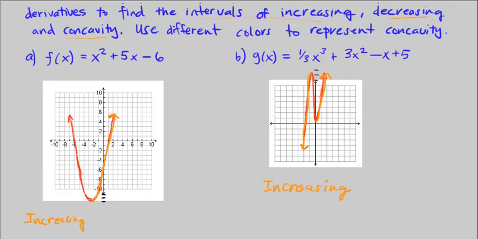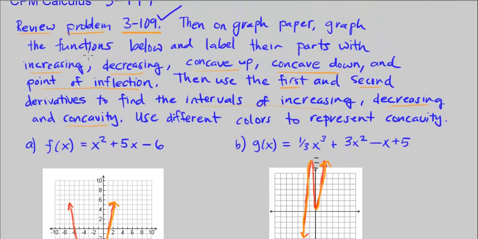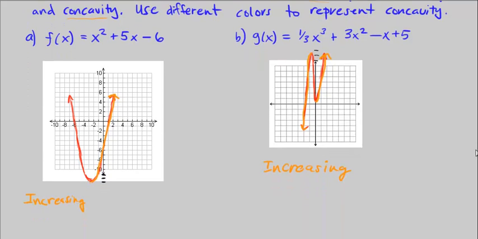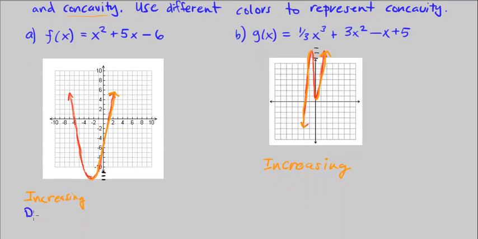So increasing. Let me just check these off. Increasing, now let's go and look at decreasing regions. Decreasing I'll do in blue. Let's do both of these. Okay, so here from left to right, we're decreasing, we're going down, down, down until we hit the vertex. Here we have just this region right here where we're decreasing and hit the vertex here.